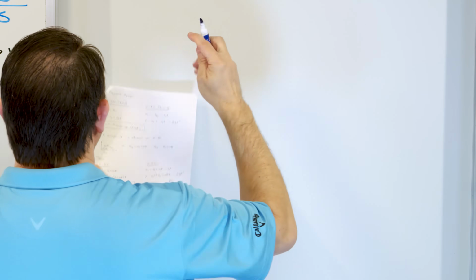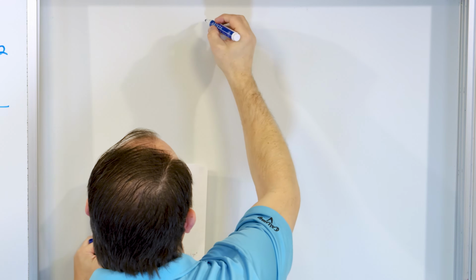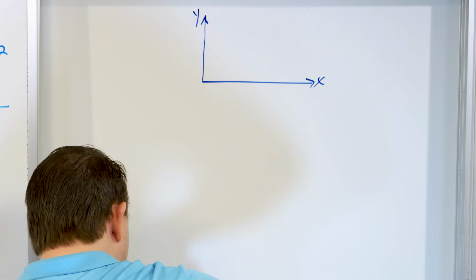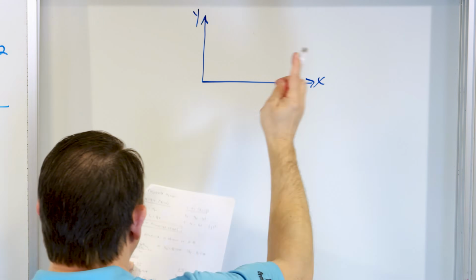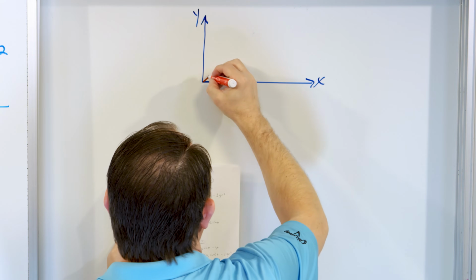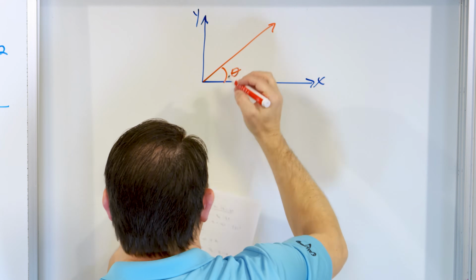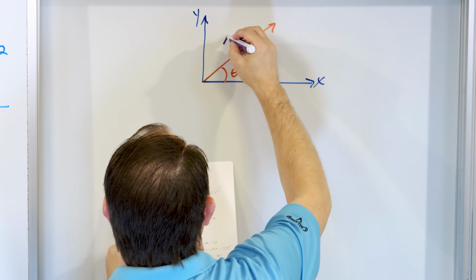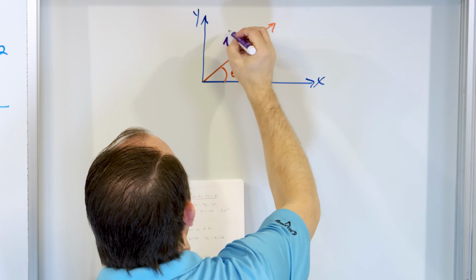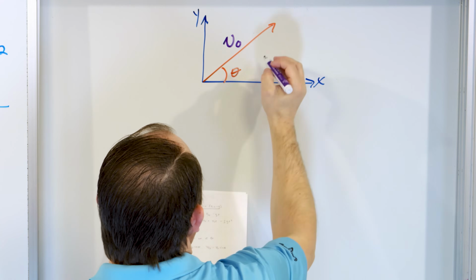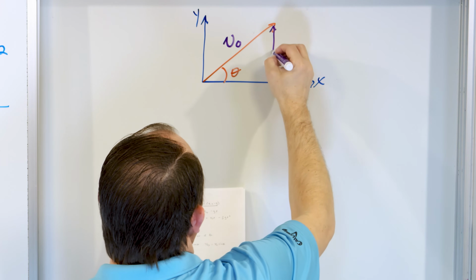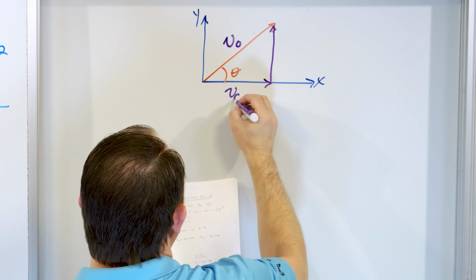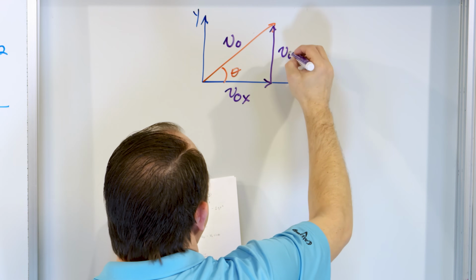So let's say that over here is x and y, and you are launching some projectile at some angle, like this, and there's some angle involved, right? Now, anytime you have something launched at an angle, we're going to call this the initial velocity. And we're going to break it up into motion in the x direction and motion in the y direction. In the x direction, it's v naught in the x direction. And then in the y direction, v naught in the y direction.